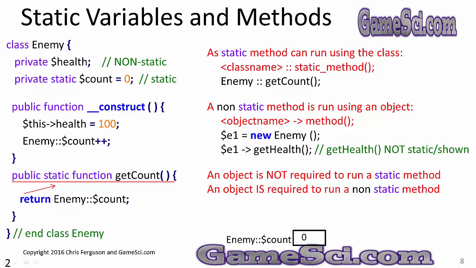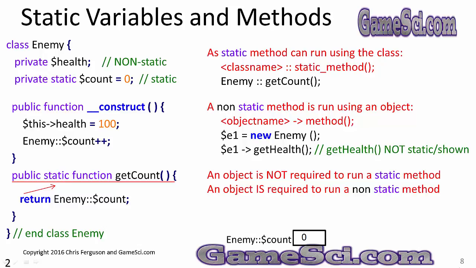This one would be run through enemy::getCount. Notice how I'm not using an object to run this method. I'm using the class Enemy to run the static method. Remember, static methods don't require an object. You use the class to execute them.